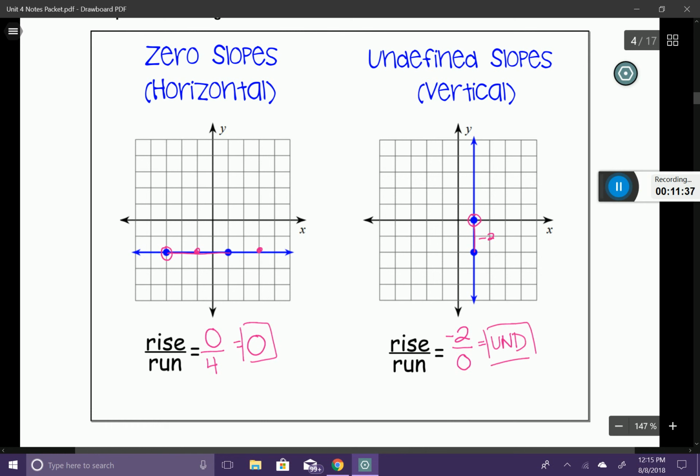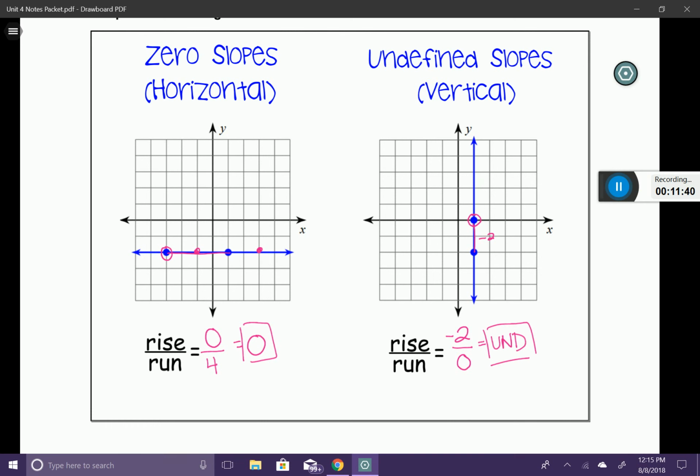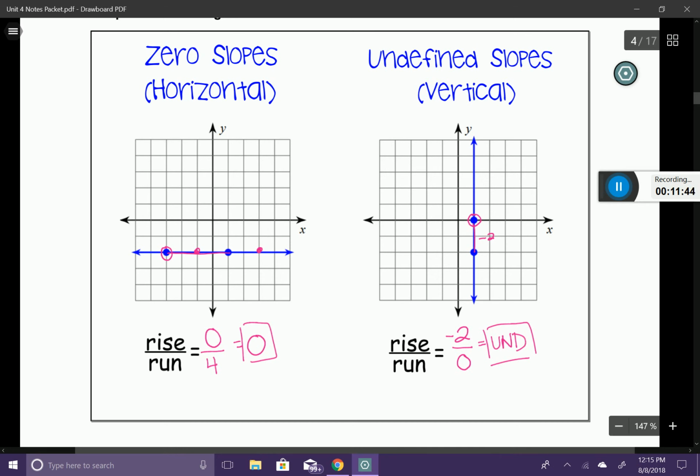So the key here to know is when you have 0 in the numerator, you're going to have a 0 slope. If you have 0 in the denominator, you're going to have an undefined slope.